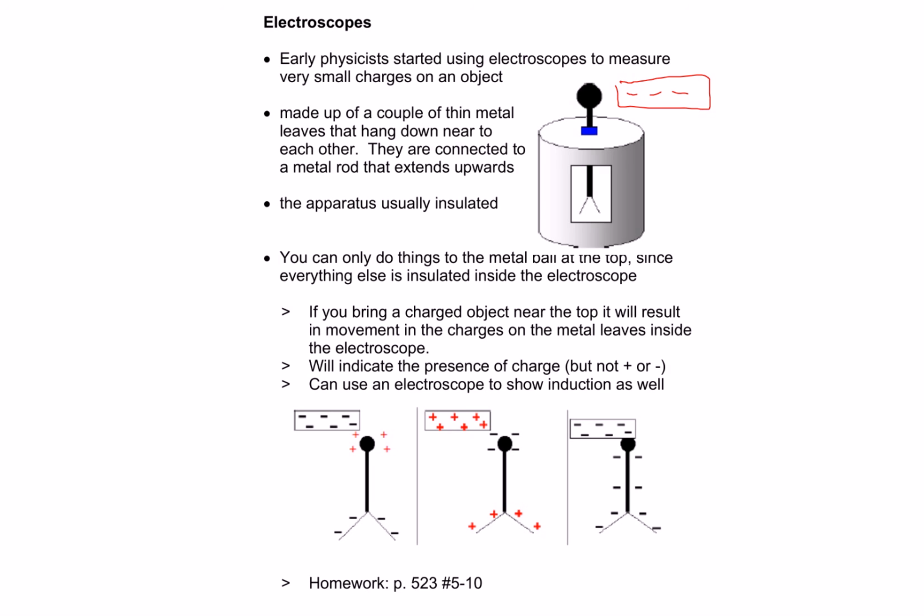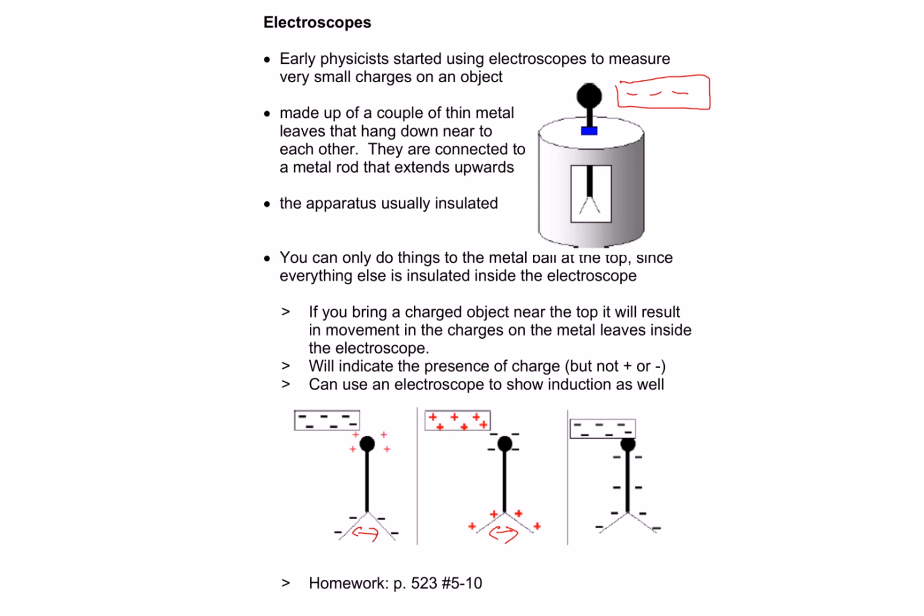If we bring a negatively charged object to it, that's going to chase the electrons away. So the electrons will go down to the bottom, to the leaves, and because they're both going to be negative on both sides, they're going to repel, so the leaves would open up. And if we brought a positively charged rod, the same thing would happen. We'd bring it close. In this case, it's going to attract all the electrons to the top, so that would leave the leaves at the bottom positive as well. So those would also repel.